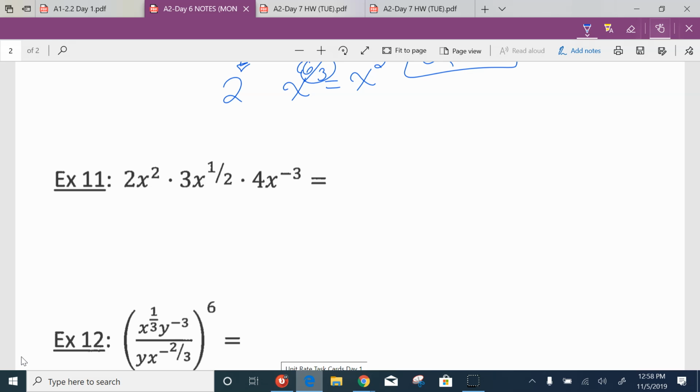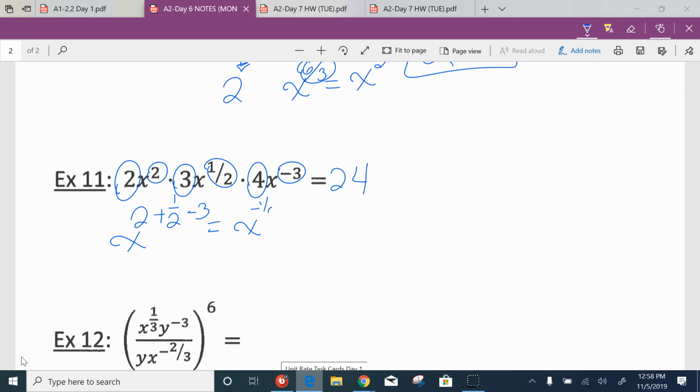For number 11, we have multiple terms all being multiplied. So the first thing you do is you multiply your coefficients. 2 times 3 is 6, times 4 is 24. So there's the first part of our answer. Now we have x squared, which will then be added to the 1/2 exponent, which will then be subtracted by 3. All these exponents will be added together. When you do that, 2 plus 1/2 minus 3 equals x to the negative 1/2.